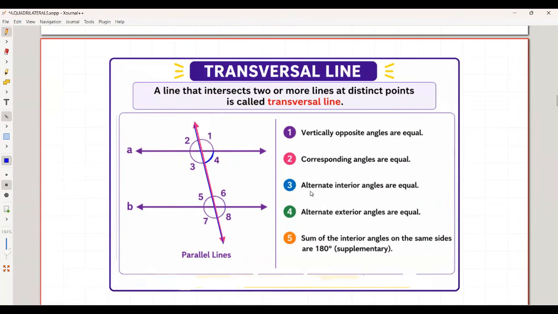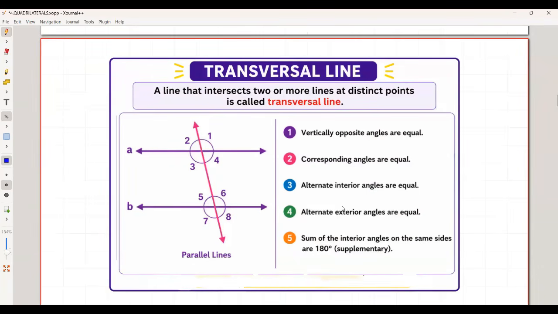Now third one, alternate interior angles are equal. Interior means inside. Alternate interior, that is angle 3 is equal to angle 6. Angle 3 is equal to angle 6. Alternate interior angles are equal. The same as angle 4: angle 4 is equal to angle 5. So alternate interior angles are equal.